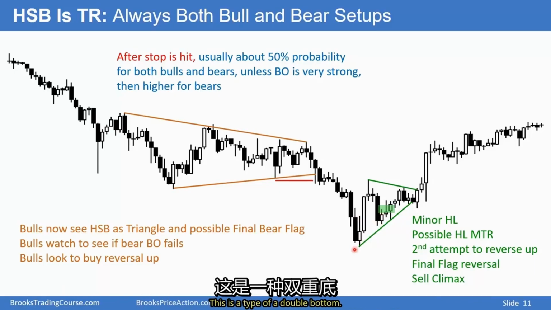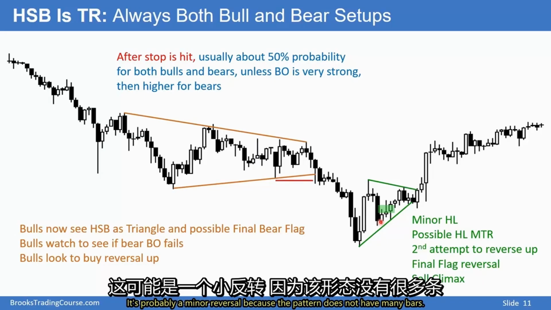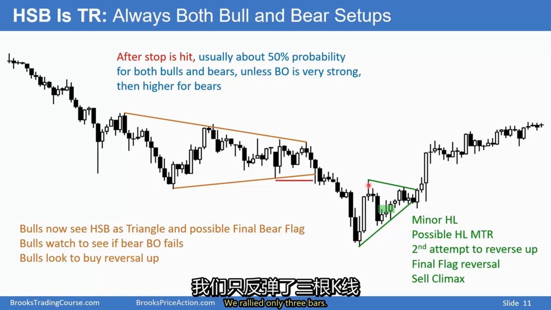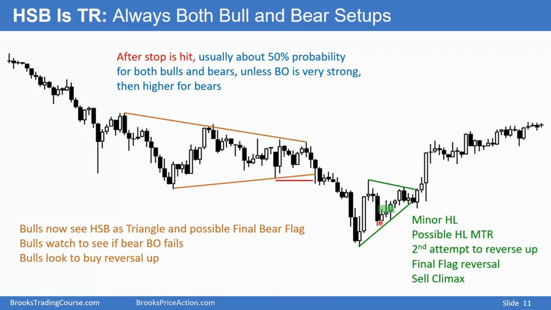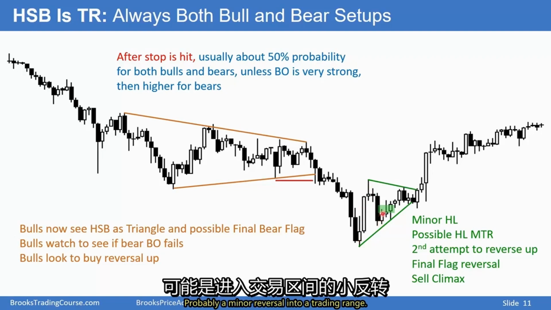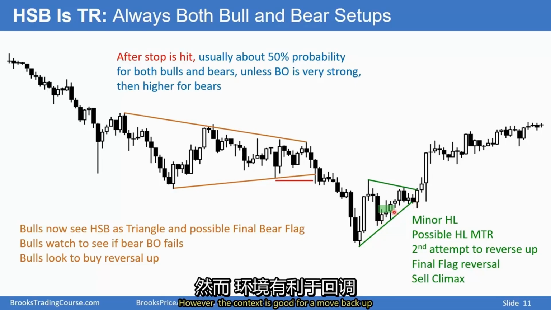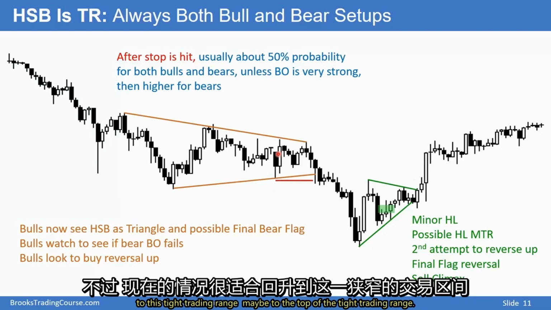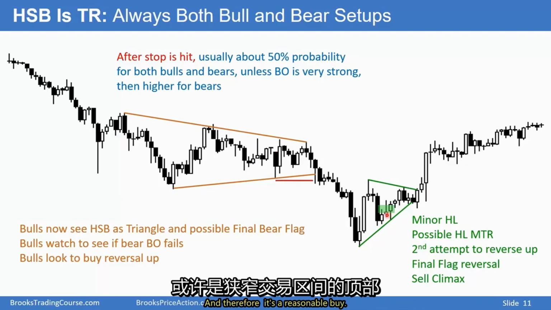This is a type of a double bottom. It's a slightly higher low. It's probably a minor reversal because the pattern does not have many bars. We rallied only 3 bars. We sold off only 3 bars. Probably a minor reversal into a trading range. However, the context is good for a move back up to this tight trading range, maybe to the top of the tight trading range, and therefore it's a reasonable buy.